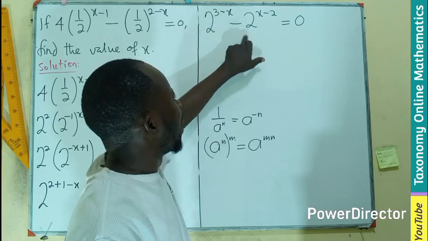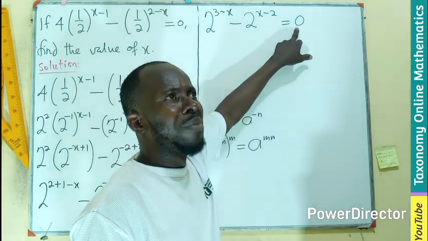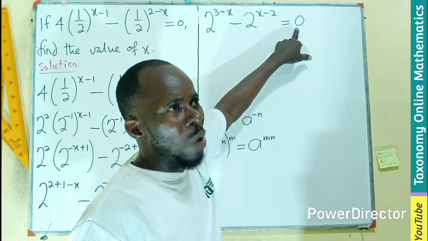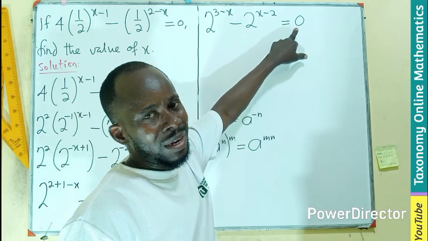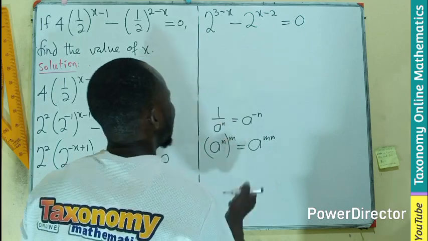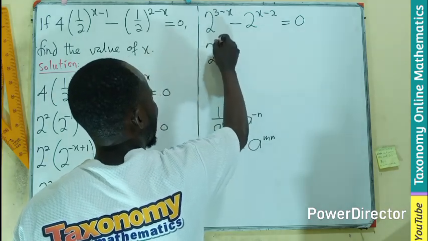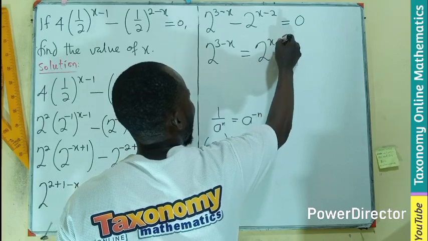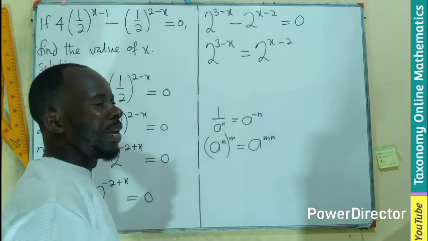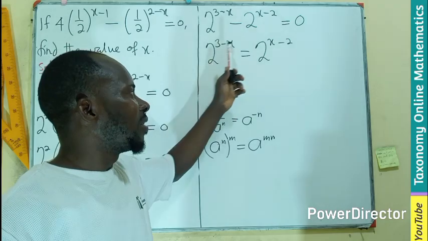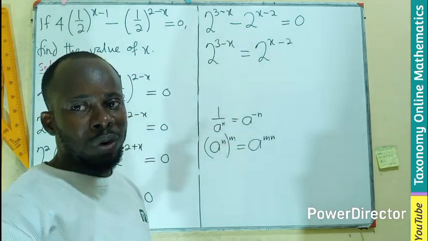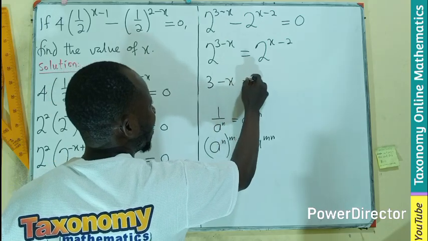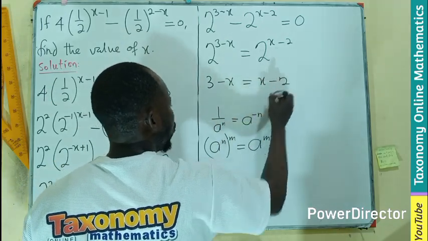So since there are 3 terms and this cannot be made in the base of 2, 2 exponent 0 would have been 1. So let's transpose the negative there. So let's have our 2 exponent of 3 minus x equals 2 exponent x minus 2. So now we are having equal sign, which means that the base are the same, the exponent are also the same. So I'm only going to say that 3 minus x is the same as x minus what? 2.